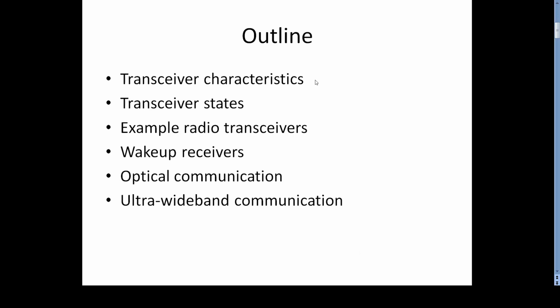In this session, we are going to discuss transceiver characteristics, transceiver states, example radio transceivers, wake-up receivers, optical communication, and ultra-wideband communication.